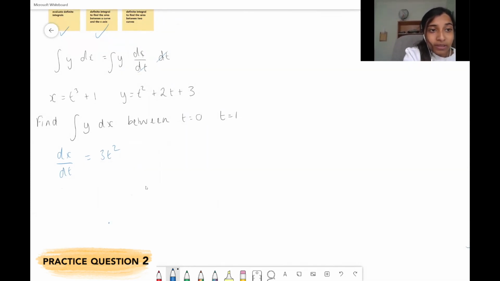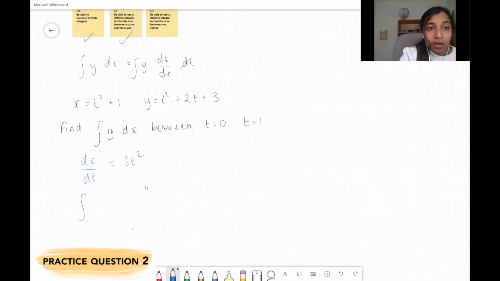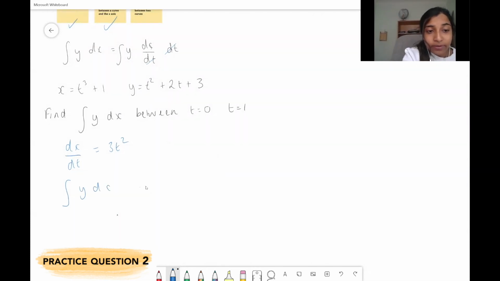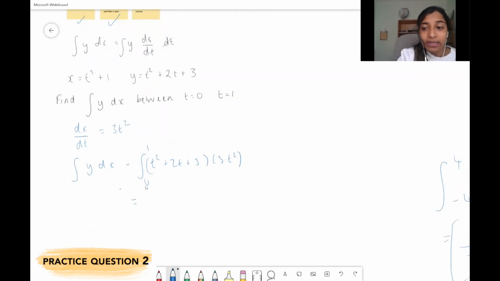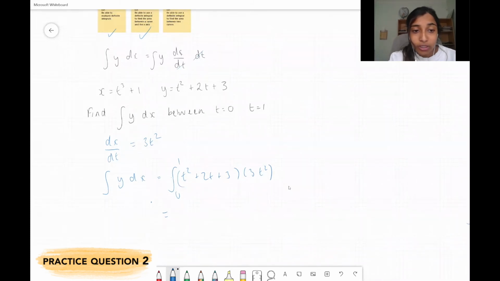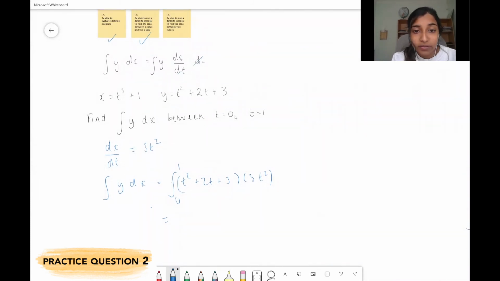So then we do the integral of y dx, which would be the integral of our y, t squared plus 2t plus 3, times 3t squared, between 1 and 0. Now we can just multiply this out and integrate normally using our values of t. If we multiply this out, we'd get, between 1 and 0, 3t to the power 4 plus 6t cubed plus 9t squared.